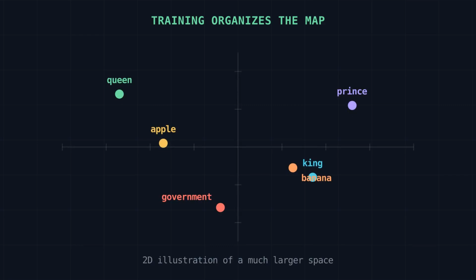Return to our 6 tokens. Place their vectors as points on a simple 2-dimensional map so we can watch them move. Real models use many more dimensions. This flat map is only an illustration. At first, scatter the points. King might sit beside banana. Queen might be alone in a corner. The arrangement has no useful structure.